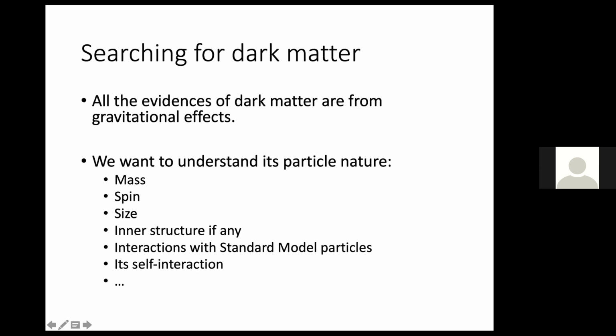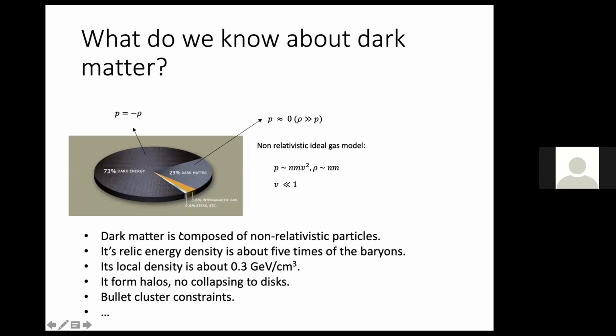So what particle properties do we want to search for? We want to know the mass, the spin, the size, and maybe any internal structure, and also whether it has any interactions with standard model particles other than gravity. We also want to know if there is a self-interaction in the dark matter sector other than gravity. These are the things we want to know from the particle physics side. But what do we know already about dark matter?